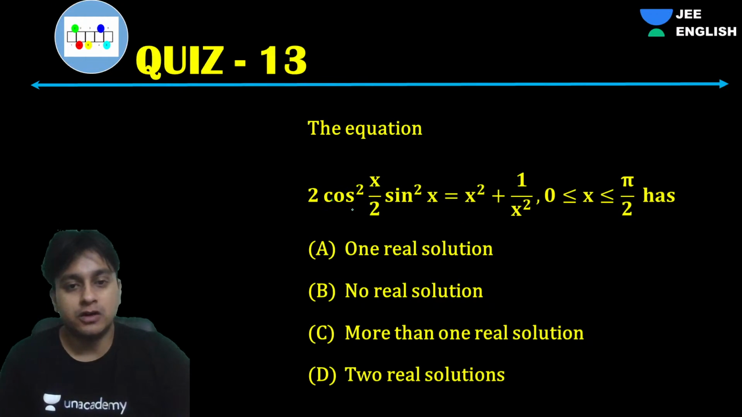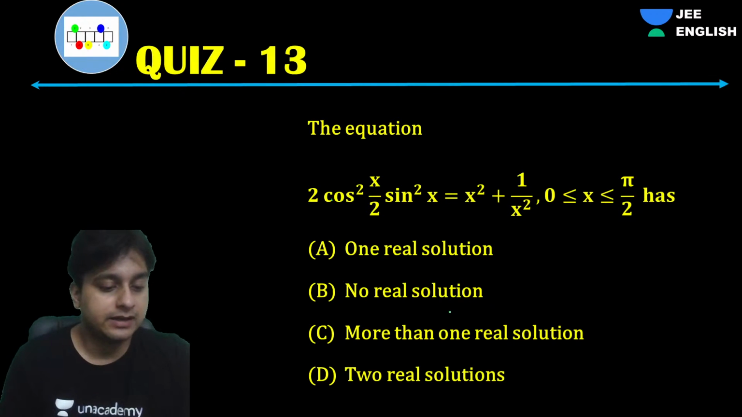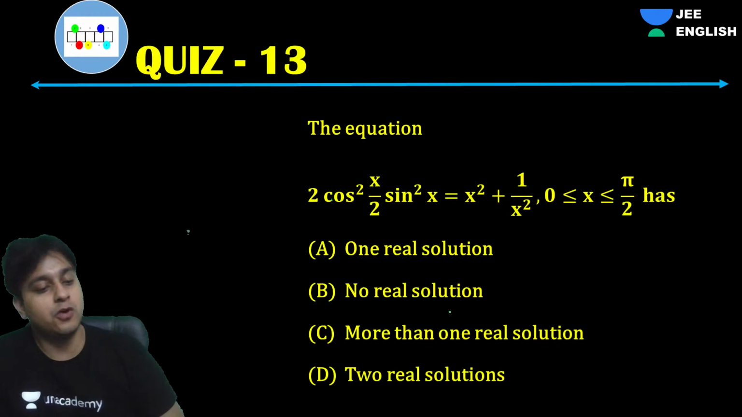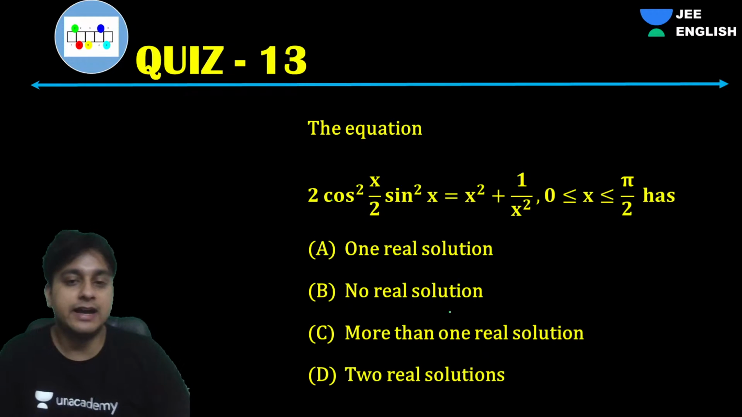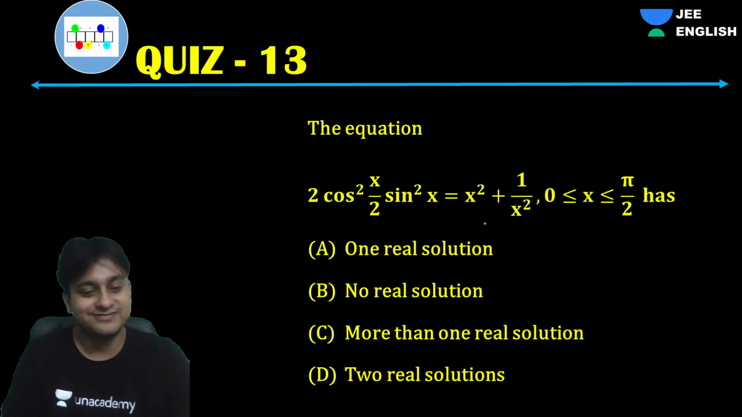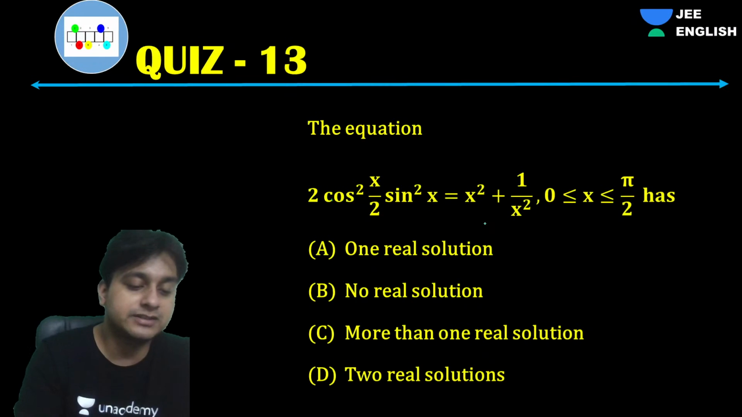Okay, guys. 2 cos square x by 2 plus sine square is greater than this thing. Has one real solution, no real, more than one, anything like that. Guys, whenever we have been given these periodic functions, we draw graphs. But graphs is difficult here. And guys, whenever we see reciprocal, our eyes should light up. You have to think that, okay, this is a reciprocal kind of concept.